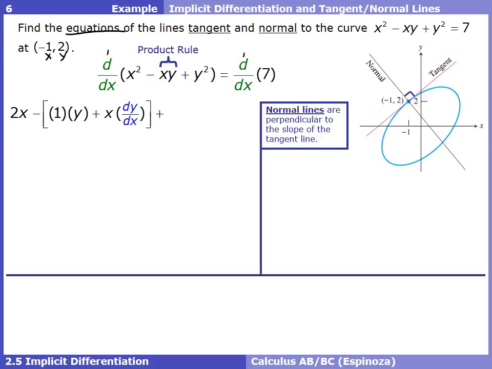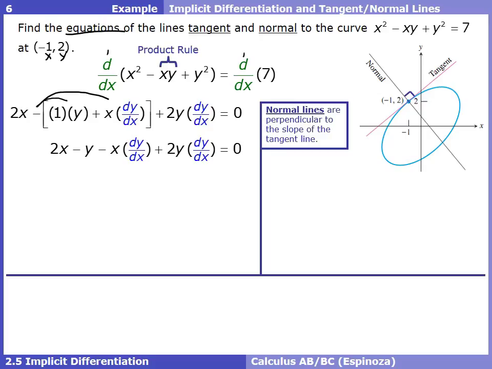The next term we have to take the derivative of is y squared. Again, we've seen that already. The derivative is 2y dy/dx. And then on the right side, don't overcomplicate that. The derivative of a constant is just 0. Okay, so we should try to simplify this a little bit. We can take this negative and distribute it to both of those terms. We'll get negative y minus x dy/dx plus 2y dy/dx.